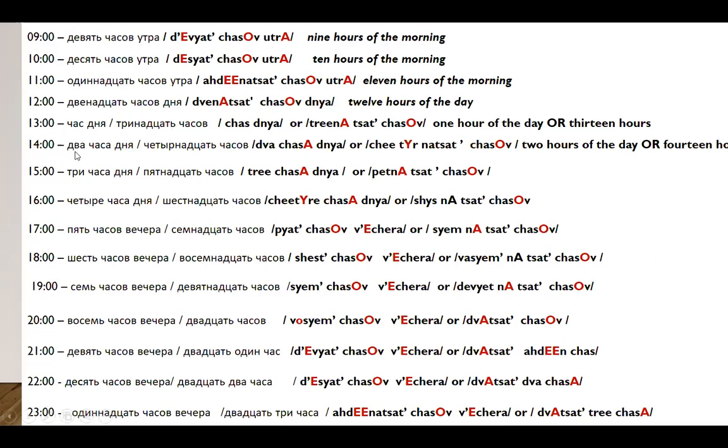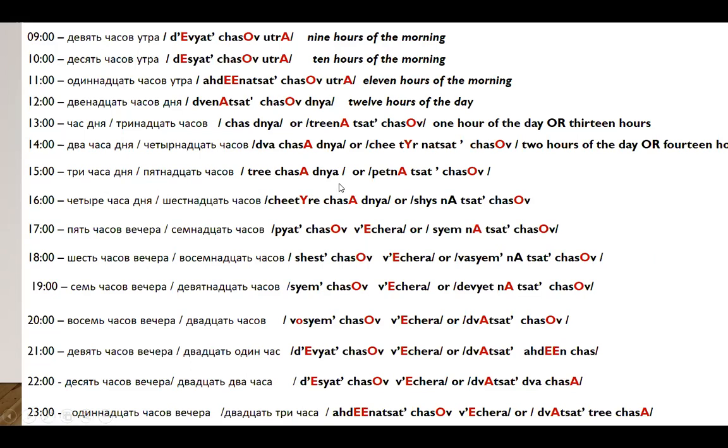14, either 2 часа дня, 2 p.m. In Russian, it is 2 часа дня. Literally, it's 2 hours of the day. Or we can say 14 часов, 14 hours. And from your conversation, you understand what period of time you're talking about. Plus, in Russian, in most cases they use the 24-hour clock anyway. 3 часа дня or 15 часов.